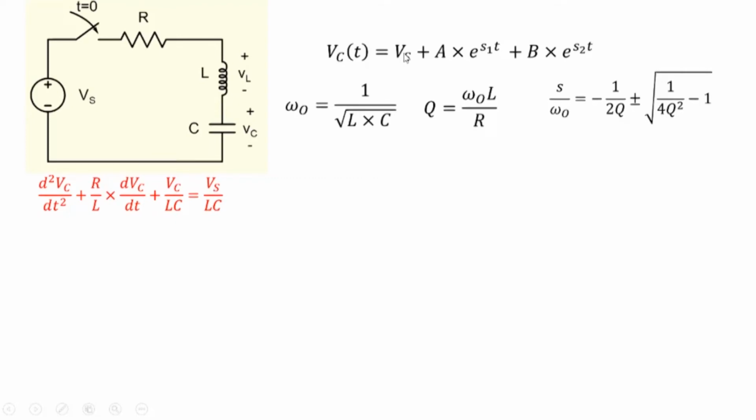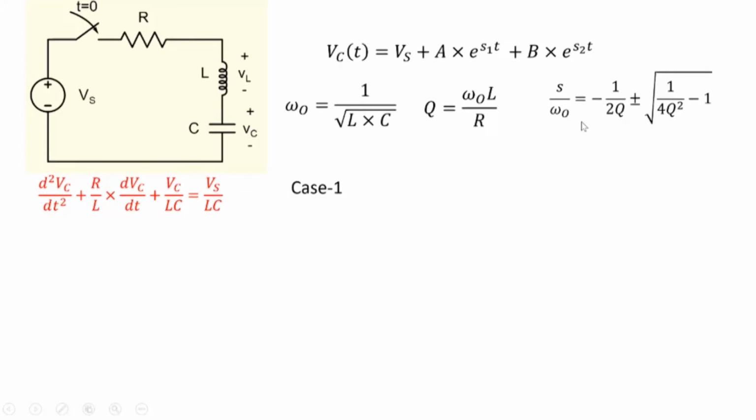The first one is due to the forced response. Note that if I put Vc equal to Vs here, then this is 0 here. So that's also a solution: Vc(t) equal to Vs. That's the net solution of this particular circuit, and s is given by this.